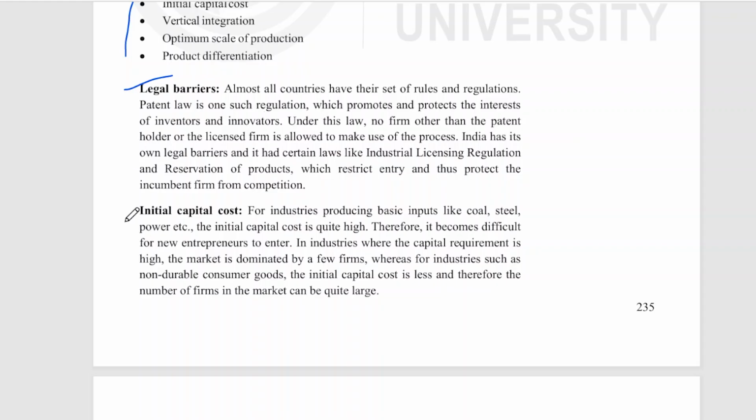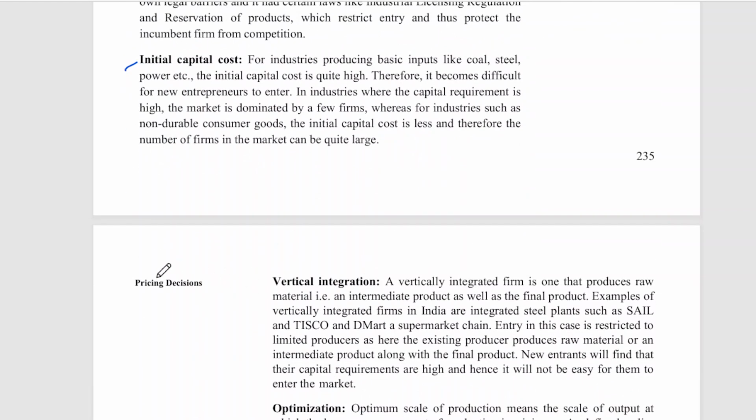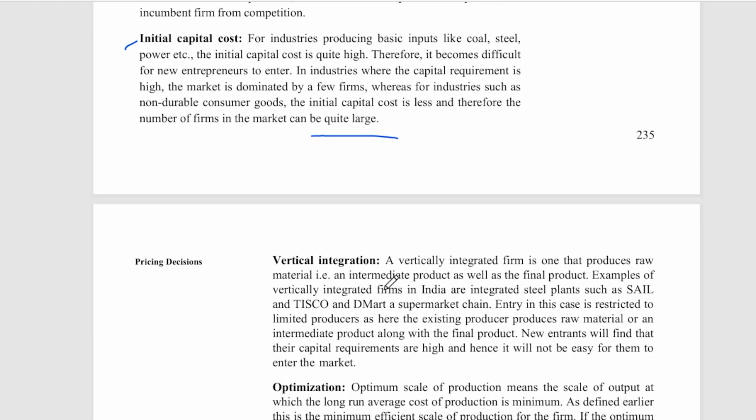Okay, and next is initial capital cost. For industries producing basic inputs like coal, steel, power, etc., the initial capital cost is quite high. So therefore, it becomes difficult for new entrepreneurs to enter. So in industries where the capital requirement is high, the market is dominated by a few firms. Whereas for industries such as non-durable consumer goods, the initial capital cost is less, and therefore the number of firms in the market can be quite large.